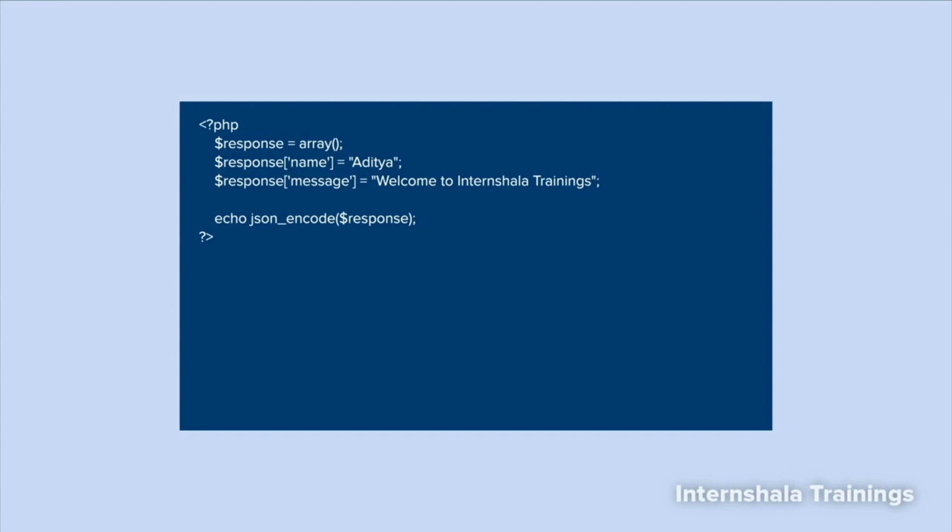So when the response comes back to the browser, since this was an AJAX request, the existing content of the web page doesn't get replaced by the new response. But in case it would have been a normal HTTP request and not an AJAX request, the new response would have replaced everything on the screen and you would see name equal to Aditya and message equal to welcome to Internshala trainings.